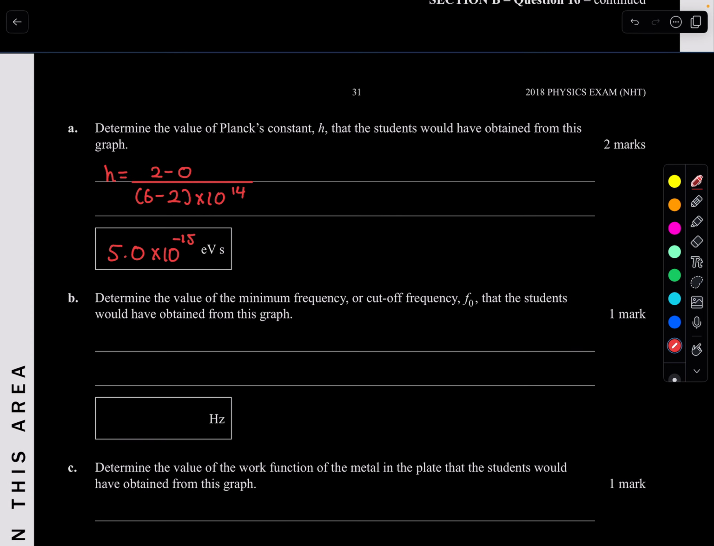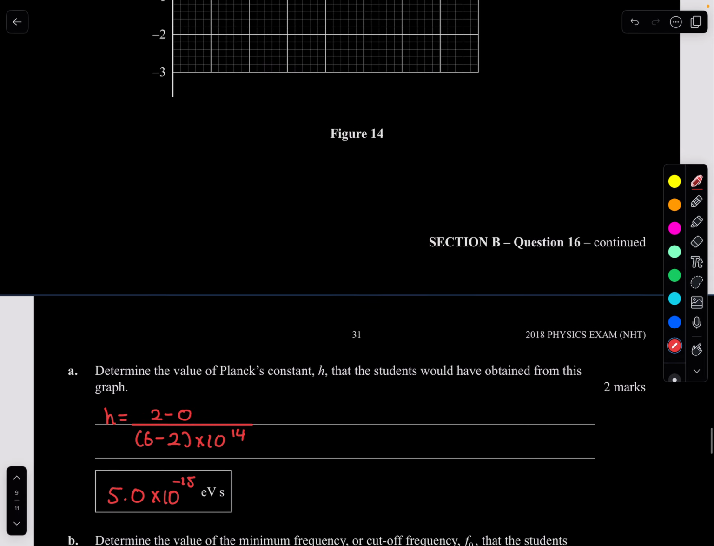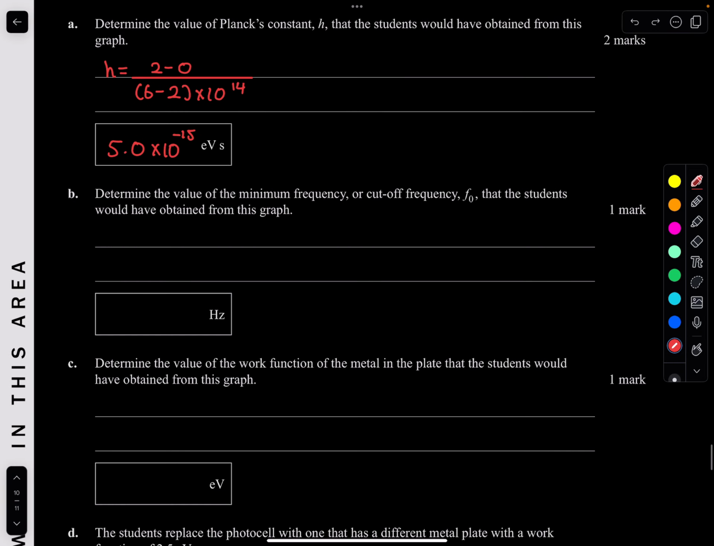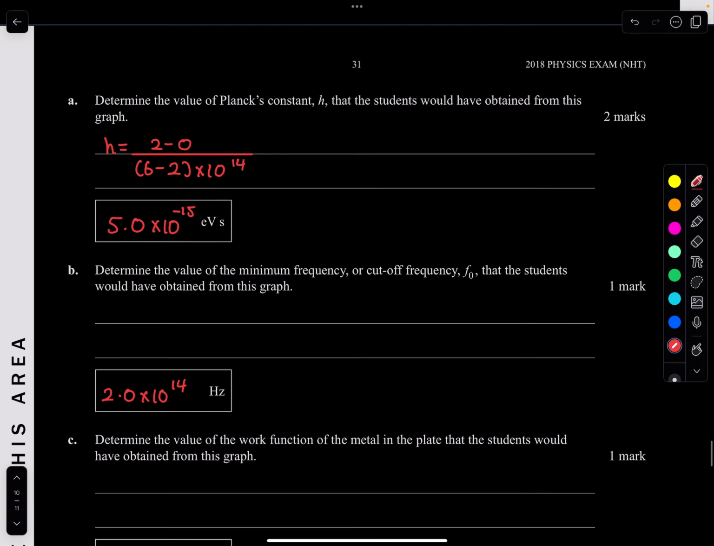B, determine the value of the minimum frequency, the cutoff frequency, that the students would have obtained from this graph. Beautiful. It's just where it crosses the frequency axis, or basically the x-axis, which is 2 times 10 to the power 14. Easy. So that's right. It's only one mark. So 2.0 times 10 to the power of 14. Is that right? Yep.